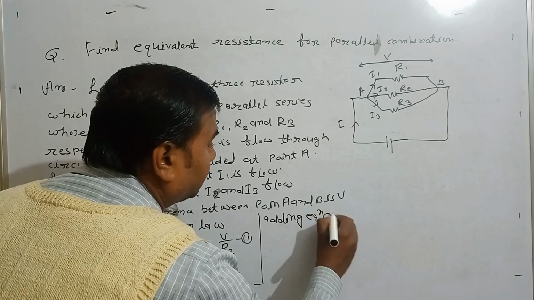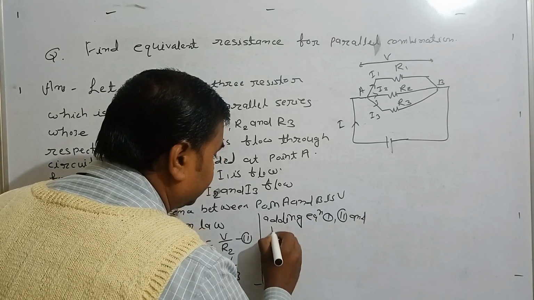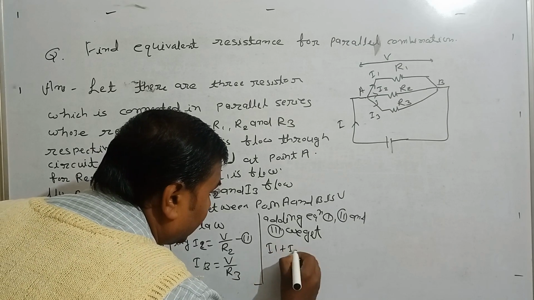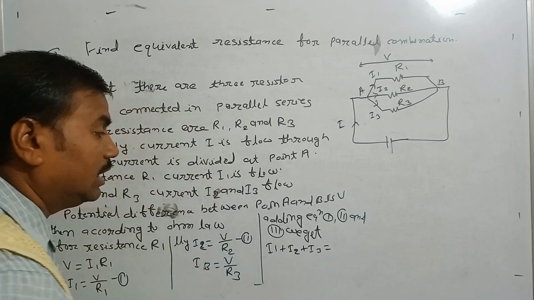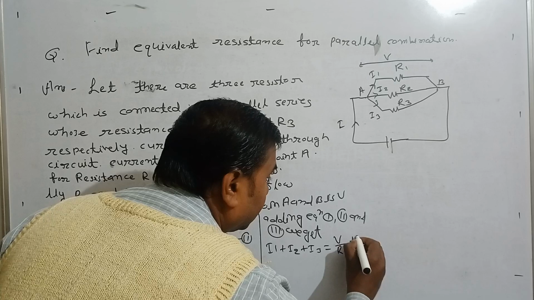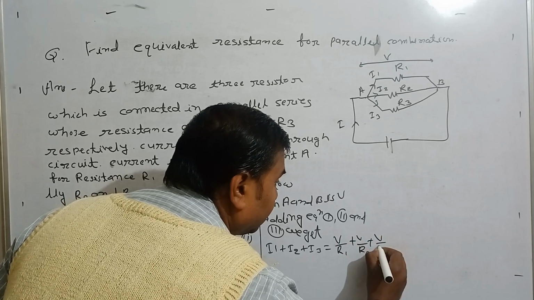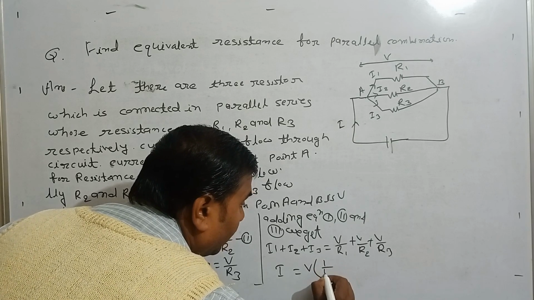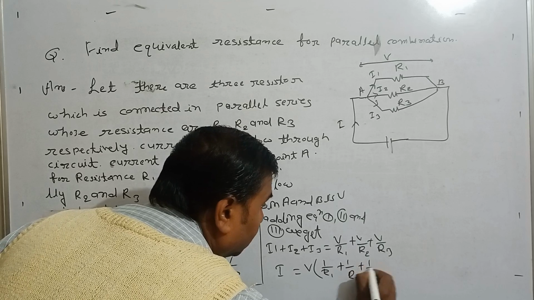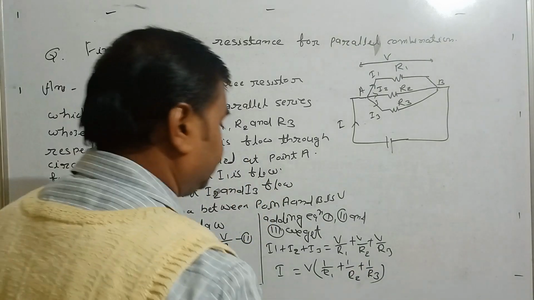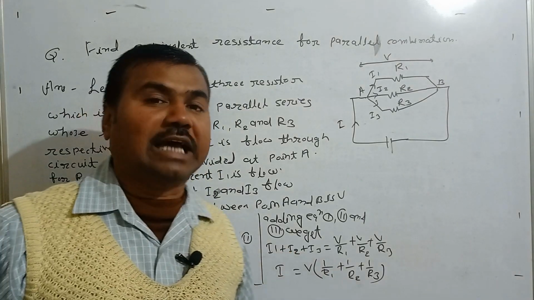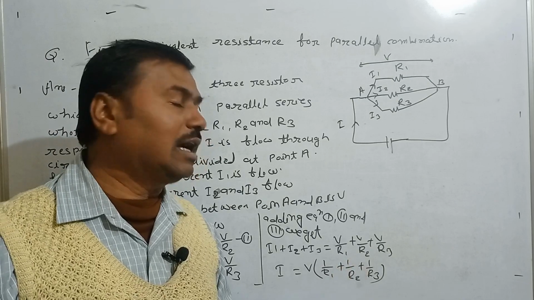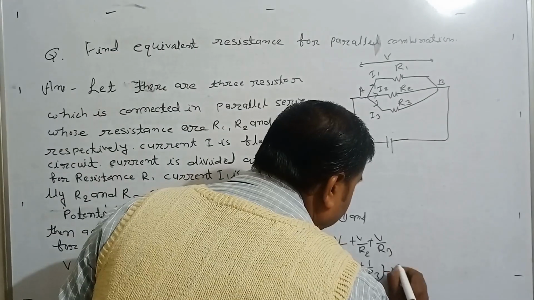Adding equations 1, 2 and 3, we get I1 plus I2 plus I3 is equal to V by R1 plus V by R2 plus V by R3. Since total current I1 plus I2 plus I3 is equal to I, I is equal to V times 1 by R1 plus 1 by R2 plus 1 by R3. This is equation 4.